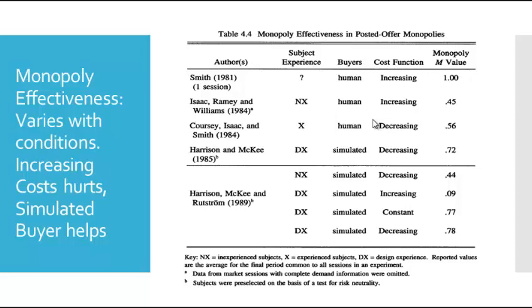the results, however, go in the opposite direction. Increasing costs hurt monopoly power. You can see there is one experiment or two experiments with increasing costs, and the monopoly effectiveness is low, 45% in the first and 9% in the second, and decreasing costs or constant costs make monopoly effectiveness large. So basically simulated buyers help monopoly, increasing costs hurt monopoly power, and experienced buyers also make a difference. There is a discussion of all of this and the reasons for this in the textbook.